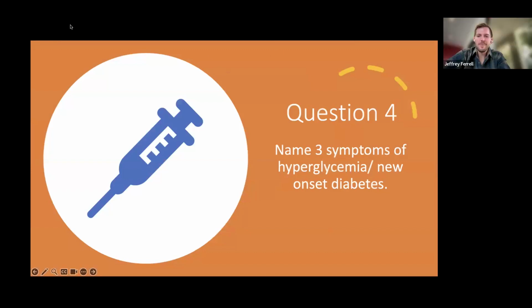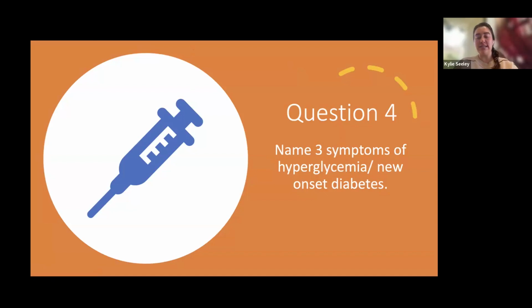Question 4, name 3 symptoms of hyperglycemia or high blood sugar in new onset diabetes. I bet Rick can do this now. Yeah, we just recapped that. We were talking about frequent urination as one sign. Then I'll jump back to weight loss. Yep, those are connected. And I just want to say headaches, but I think there was something else. Headaches, blurred vision. Yep, you got it, Rick.